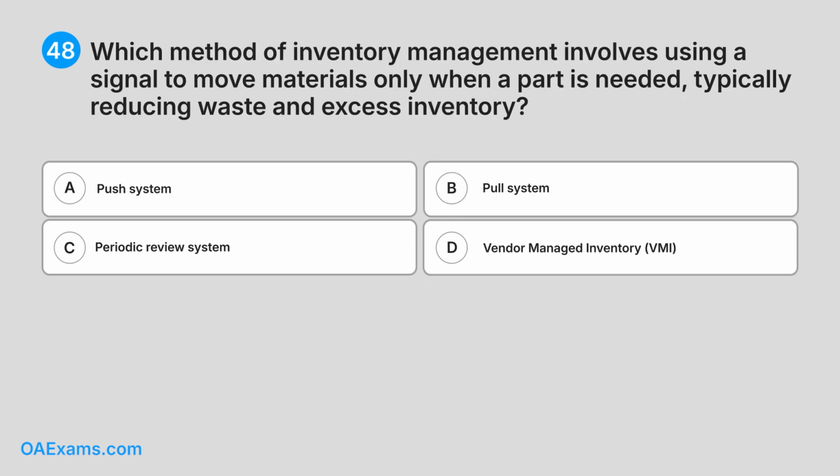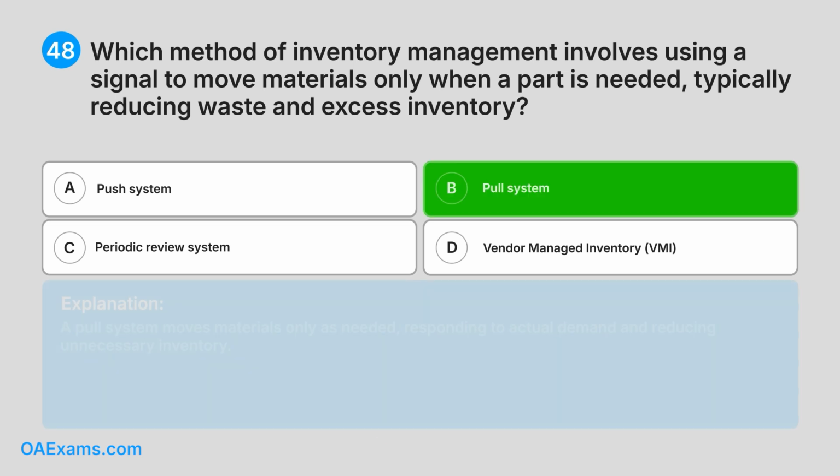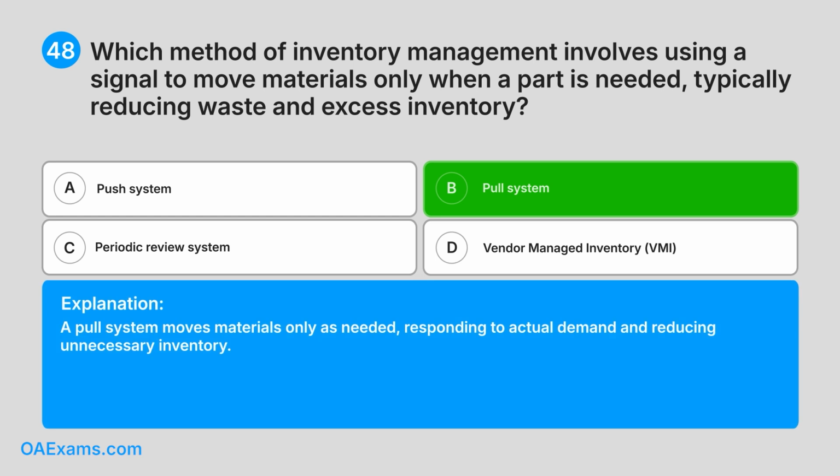48. Which method of inventory management involves using a signal to move materials only when a part is needed, typically reducing waste and excess inventory? A. Push system. B. Pull system. C. Periodic review system. D. Vendor managed inventory, VMI. Can you guess the answer? Correct answer: B. Pull system. Explanation: A pull system moves materials only as needed, responding to actual demand and reducing unnecessary inventory.